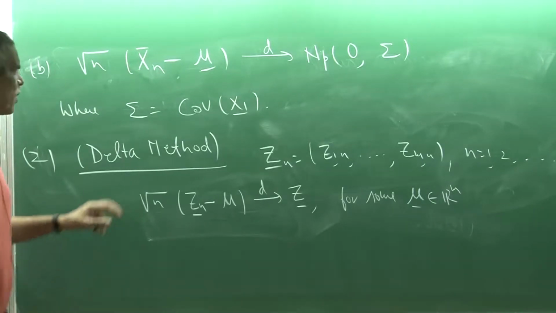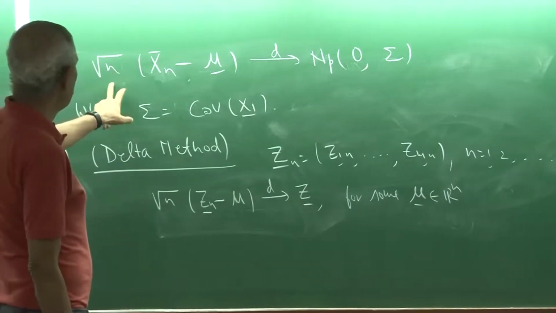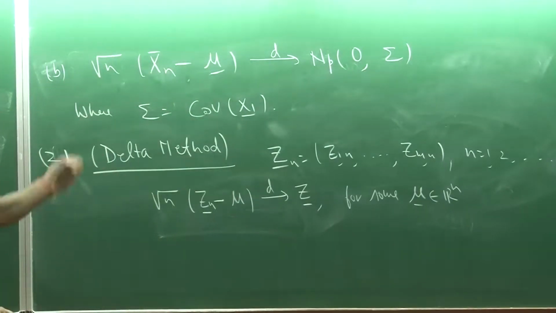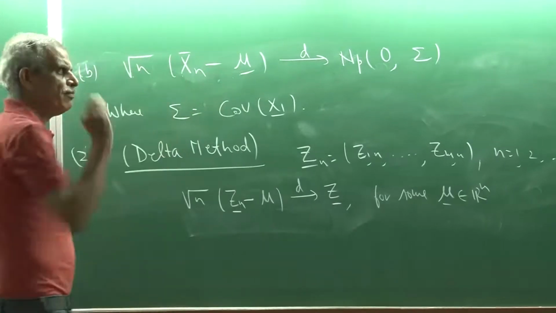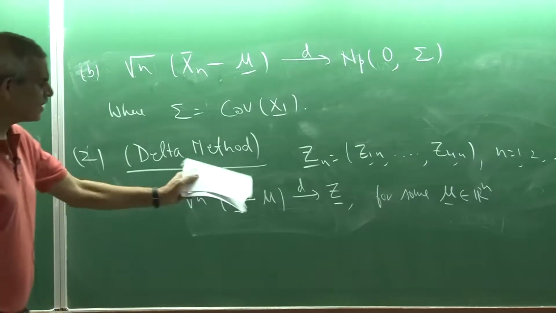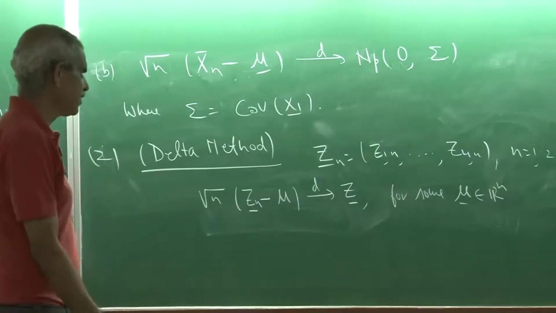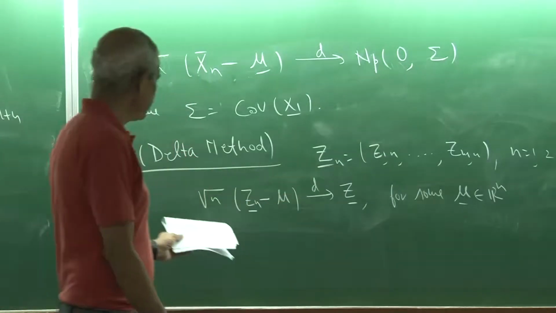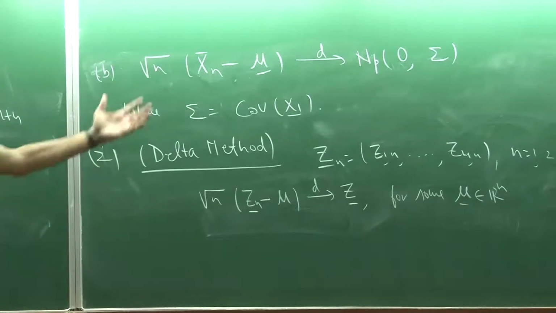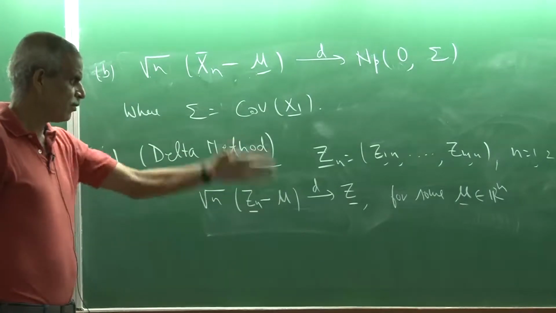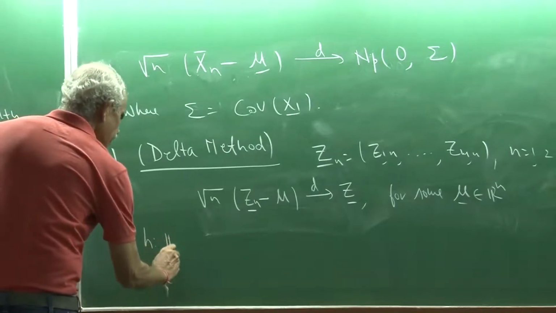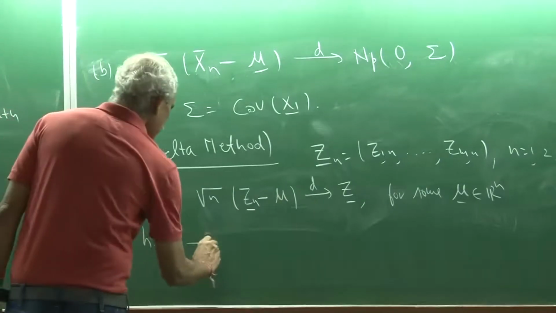So many times I know that root n (x bar n minus mu) goes in distribution to N(0, sigma). What I may be interested in is whether root n (h of x bar n minus h of mu) also goes in distribution to something. So the delta method actually talks about such a situation. So I have a sequence of vectors Zn, root n (Zn minus mu) goes in distribution to Z. For example, Zn could be my x bar n's. So using the central limit theorem, I know that root n (x bar n minus mu) goes in distribution to N(0, sigma). And suppose my h is a function from R^m to R^k.